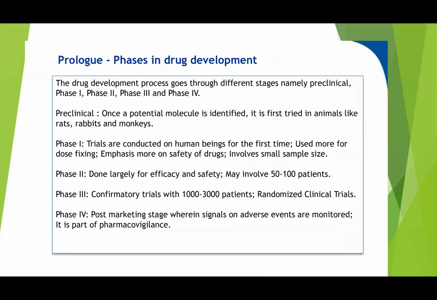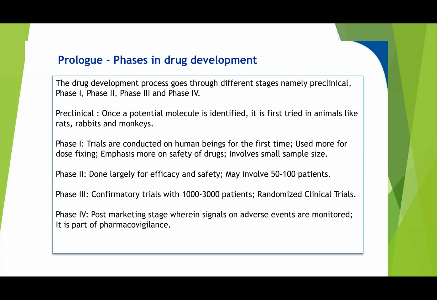So as a prologue, I would like to cover some of the phases in the drug development process. It may not be new for those in the clinical domain, but this shall be helpful to people outside the clinical domain. So the drug development process, which would take years together, goes through different stages, namely preclinical, phase 1, phase 2, phase 3, and phase 4.